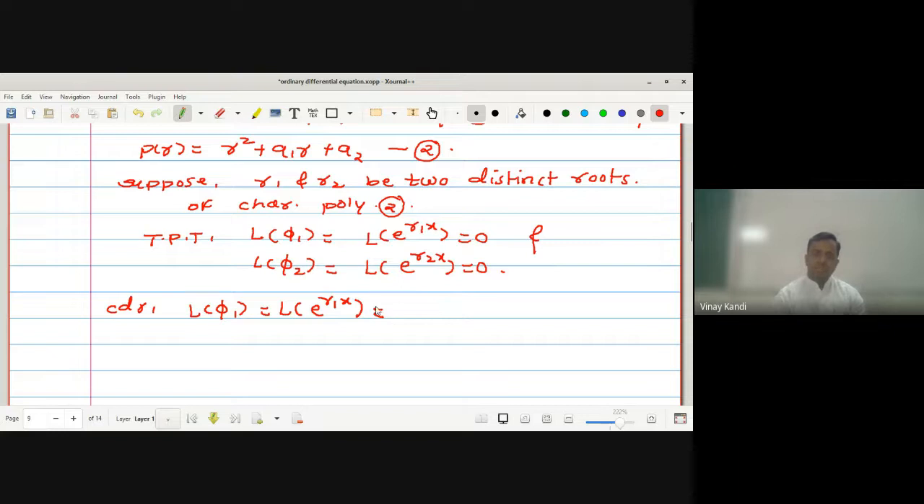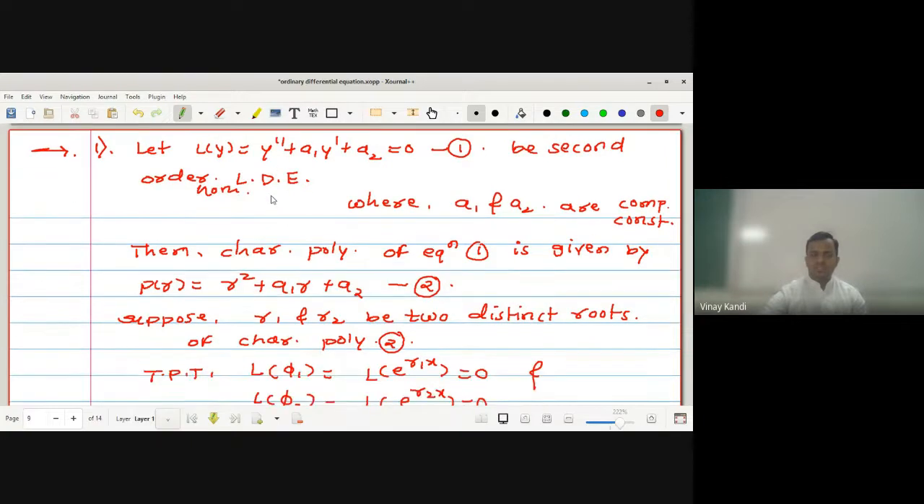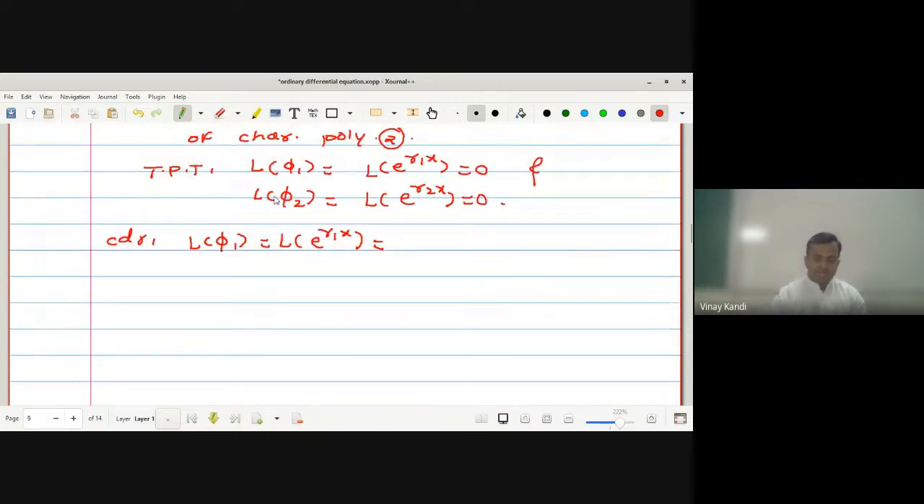What is the L of y? Here, y double dash plus a1 y dash plus a2 y. Instead of y, we put here e raised to R1x. So here we get (e raised to R1x) double dash plus a1 (e raised to R1 of x) dash plus a2 e raised to R1 of x. Now solve this.